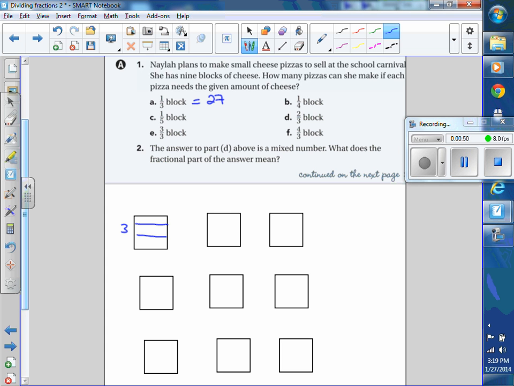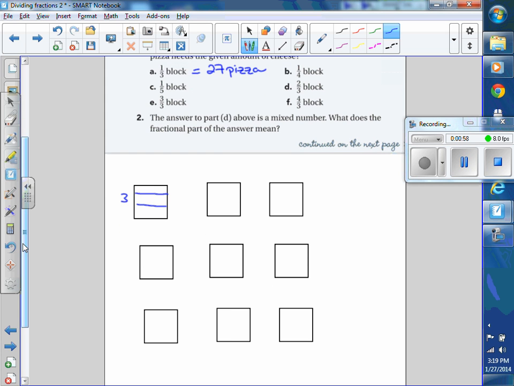We can kind of see that we can make 27 pizzas. So we could use what we would say 27. Because every block of cheese, I can make 3 pizzas, and I have 9 blocks of cheese. So I can make 3 pizzas with every block of cheese, because there's 9 blocks of cheese.